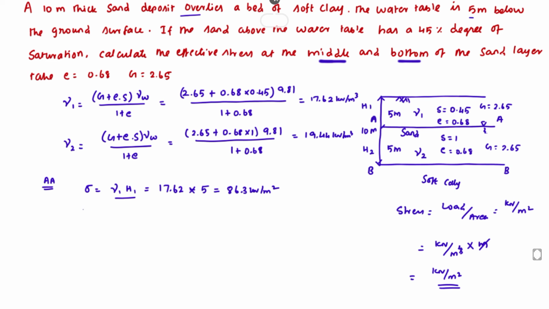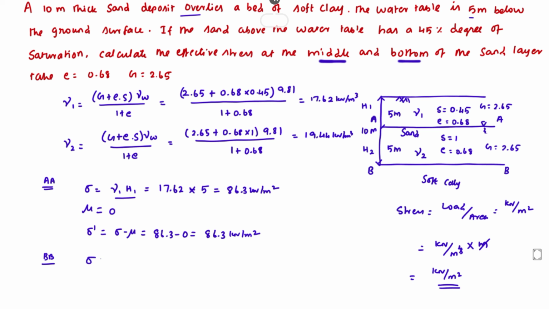Next is mu, the pore water pressure. At AA there is no water table above, so mu equals 0. Then the effective stress sigma dash is sigma minus mu, which is 86.3 minus 0, equal to 86.3 kilonewton per meter square.